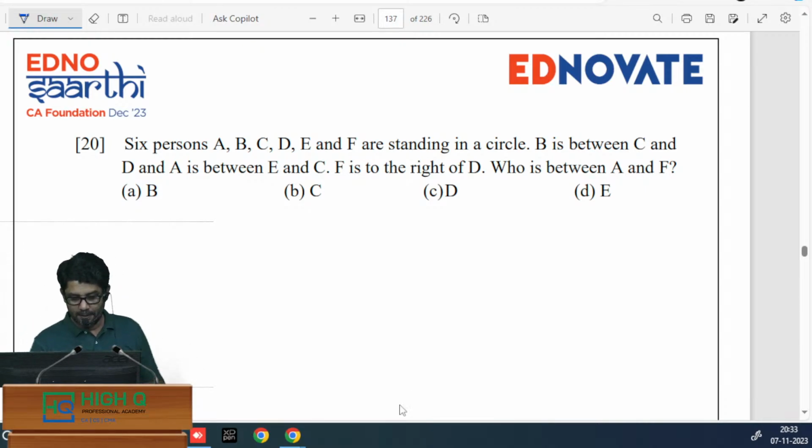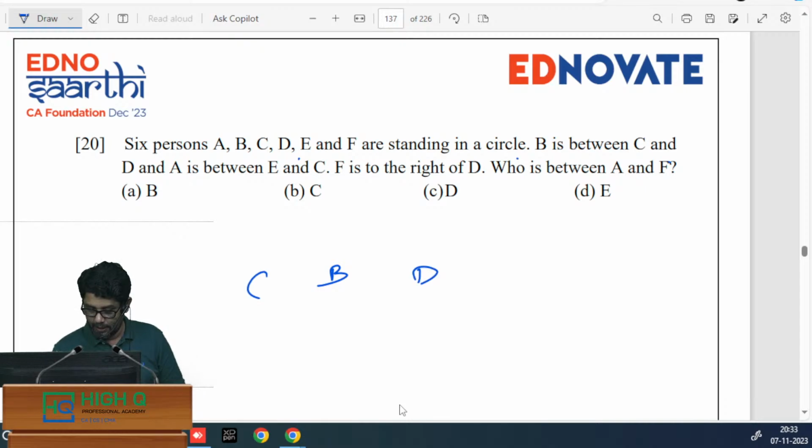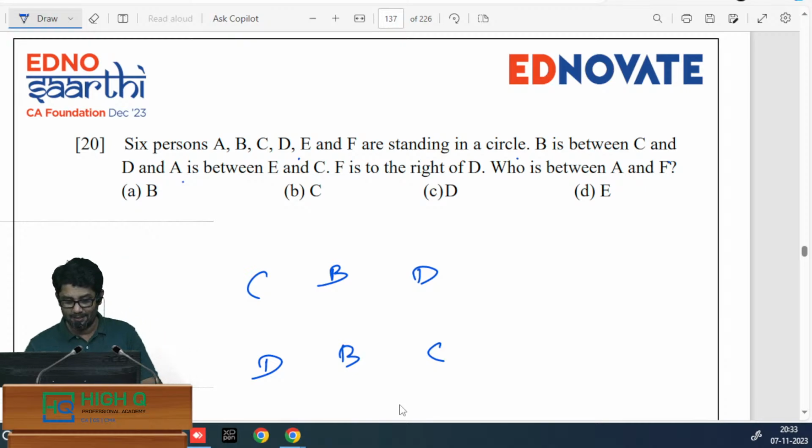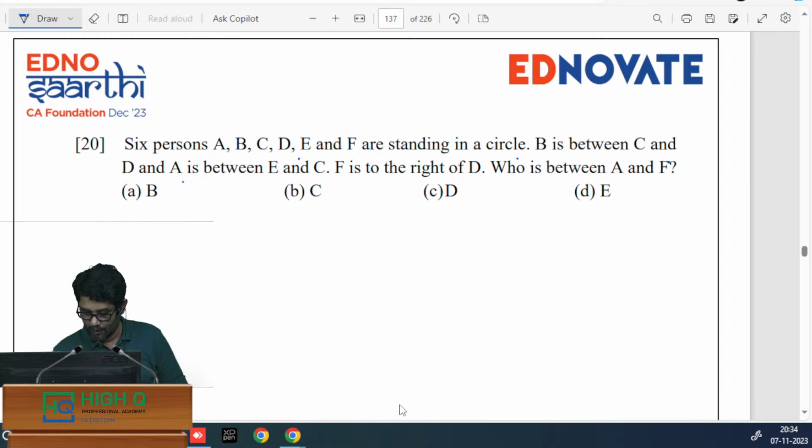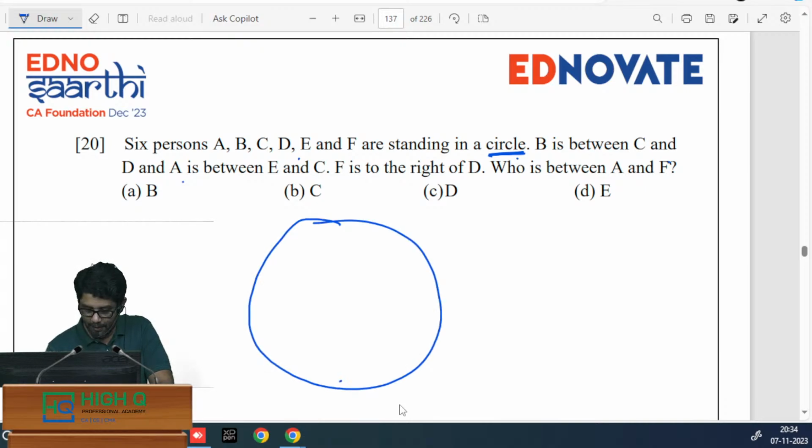Now, 6 persons A, B, C, D, E and F are standing in a circle. B is between C and D. Okay. A is between, I think this one we did, na? This one also is a repeated question. A is between E and C. Oh, sorry, what a mistake I am committing. Circle is given. Total how many people? 6 people.